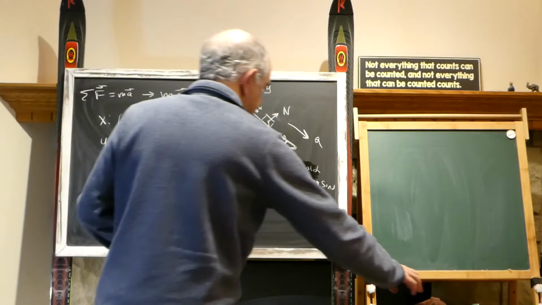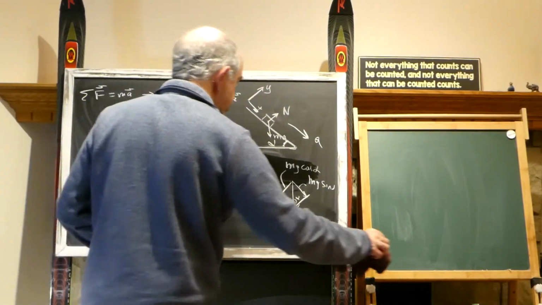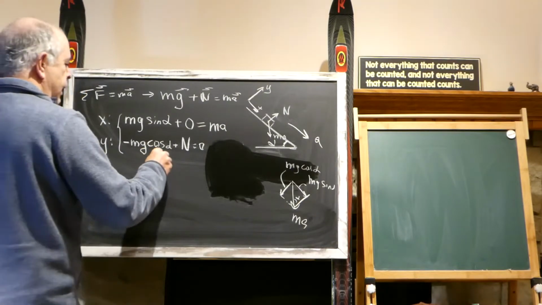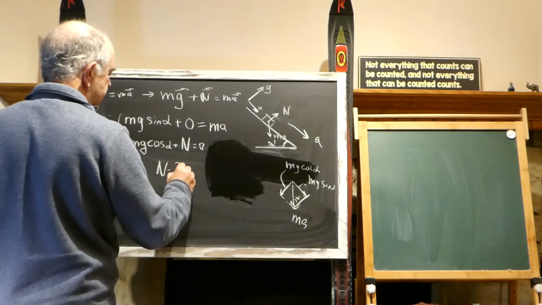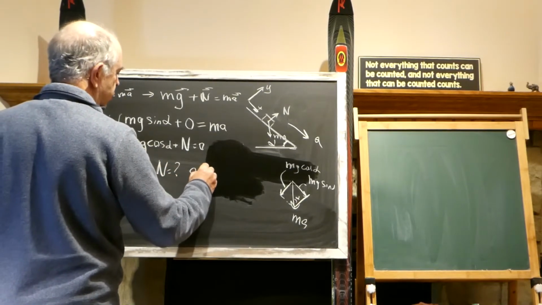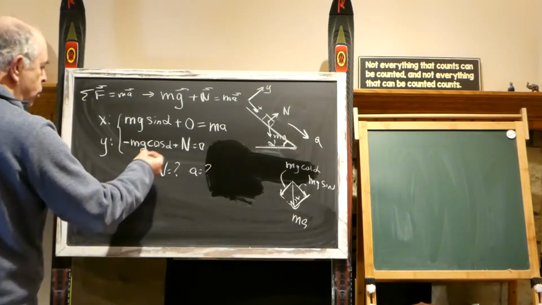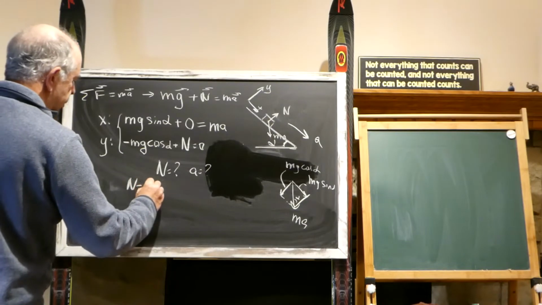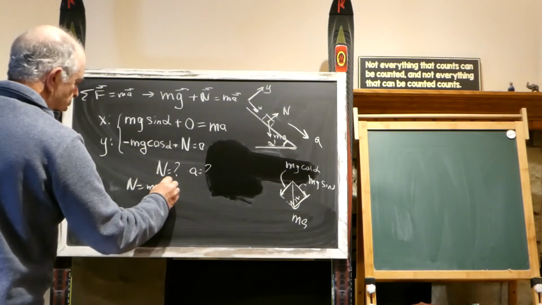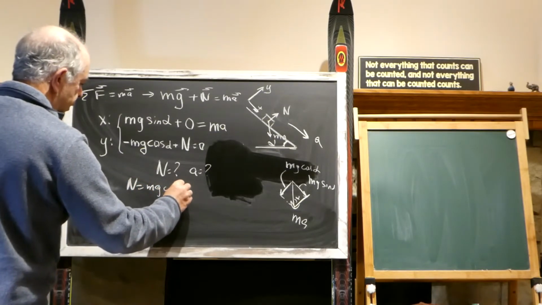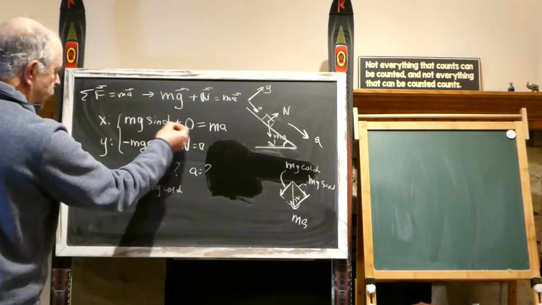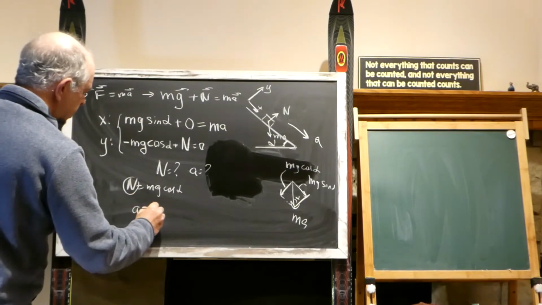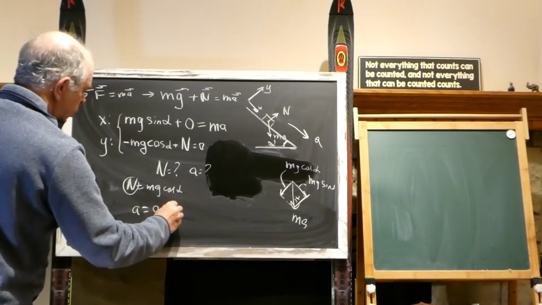And we have then two equations, and what is unknown? N is unknown, of course, and a is unknown, and it's very easy to solve. From the bottom one, we immediately have that N equals mg cosine alpha, so we know N, and from the top, m is gone, a is equal to g sine alpha, that's what they ask us.